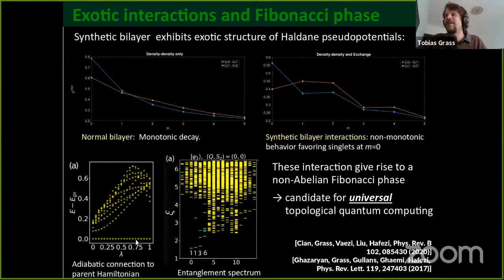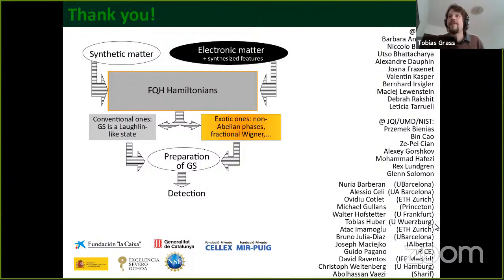Also, one can write down the parent Hamiltonian of the Fibonacci anyons and then adiabatically connect it to our Hamiltonian, and there is no gap closing. So it really suggests that we are in the same phase. So there is really good hope that it could be a strategy to realize Fibonacci anyons. And with that, I'm at the end of my talk.